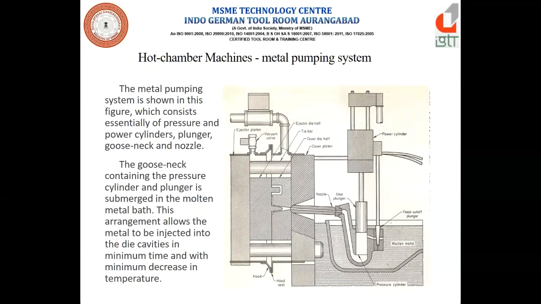The next figure shown is the pumping system of the hot chamber machine. The metal pumping system is shown here in the figure, which consists essentially of a pressure and power cylinder, plunger, gooseneck, and nozzle.